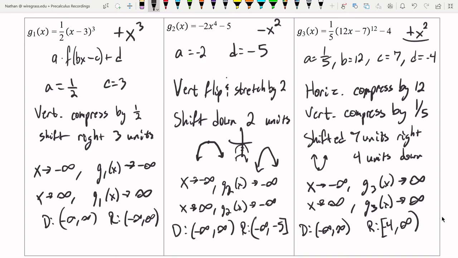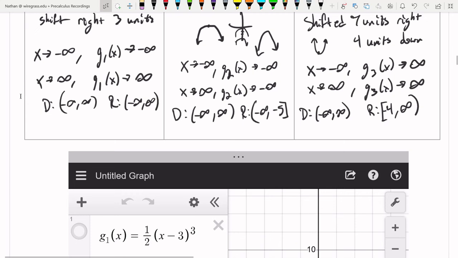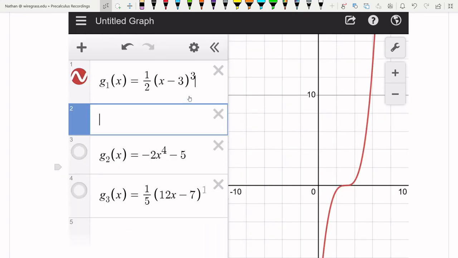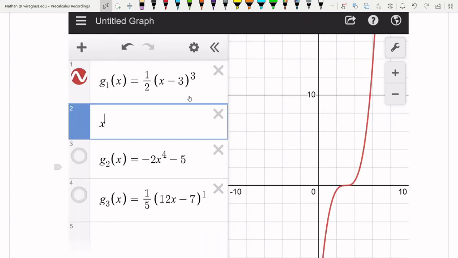Once again, I will show you that. So let's go ahead and look at the graphs of these. There's no reason to graph this by hand. We can just graph them on the software. So this is the first one. Let me actually plot the parent function here.